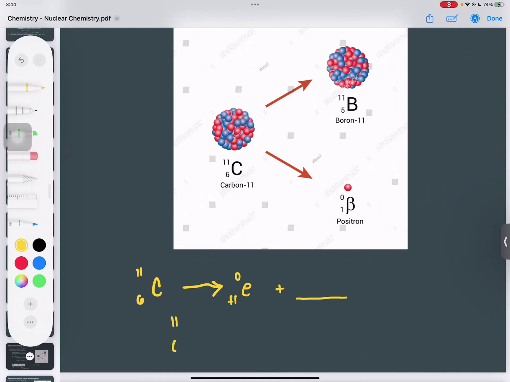So this should be 11 and 6. The right side should also be equal to 11 and 6. So you have 0, this is 1. So this should be 11, and then this should be 5, and 6, 11, right? To balance. So what element has the atomic number of 5? That should be boron. So that is the daughter particle when carbon-11 goes through positron emission.